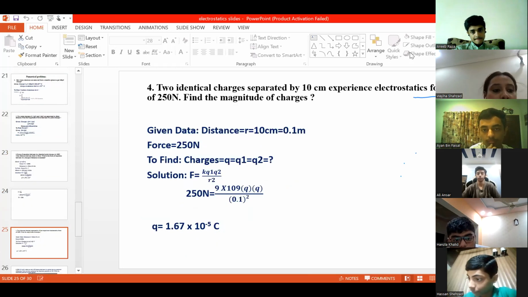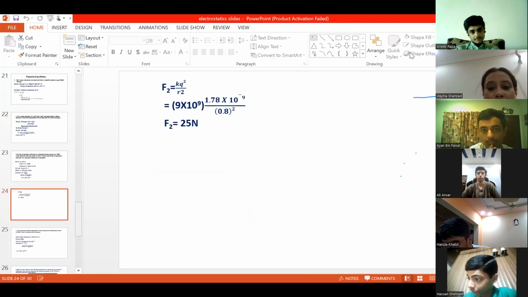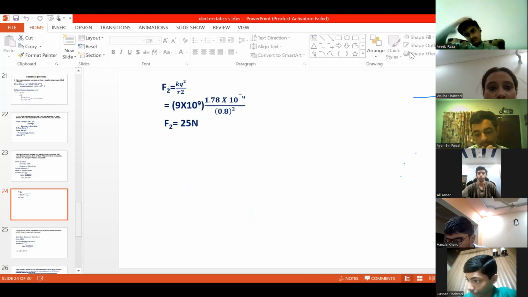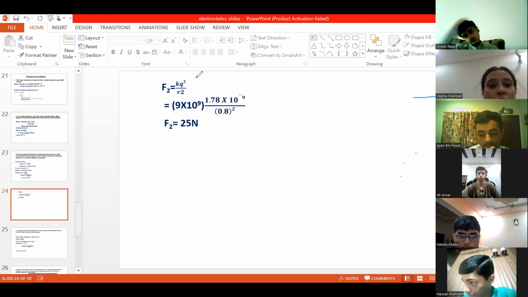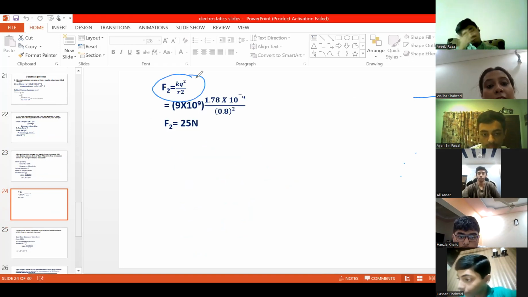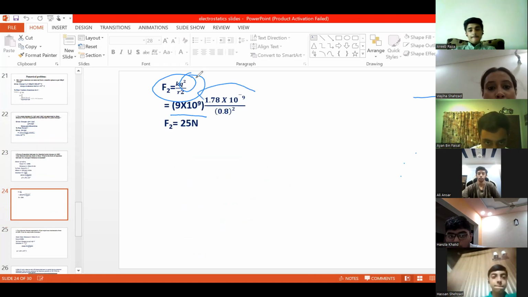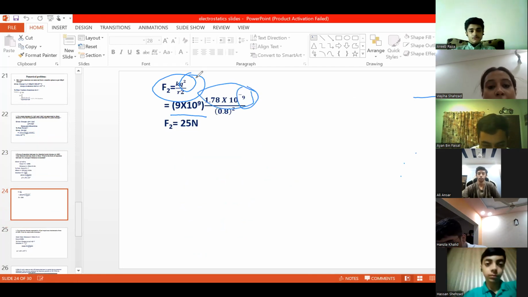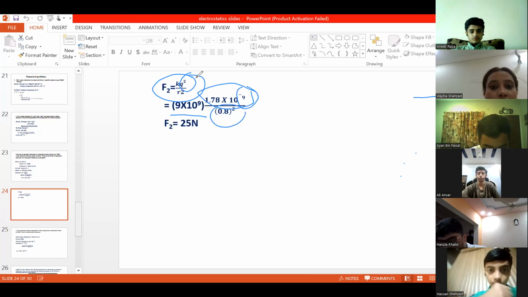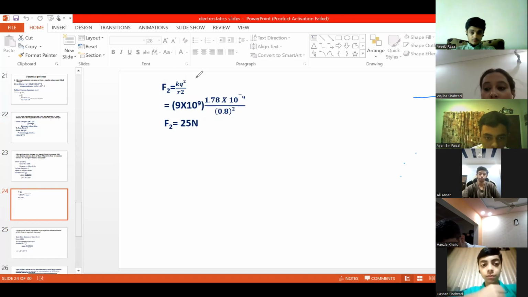Again use the same formula. F2 is equal to K Q square by R square. Put the value of K, 9 into 10 to power 9, and Q square we calculated in the previous slide, that is 1.78 into 10 to power minus 9, and distance is 0.8 whole square, and we will get the value 25 Newton. This is the force that we needed to calculate.